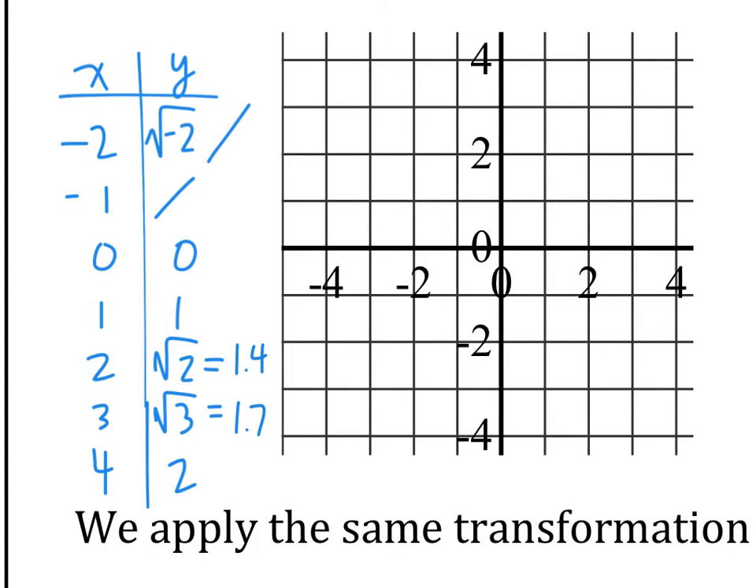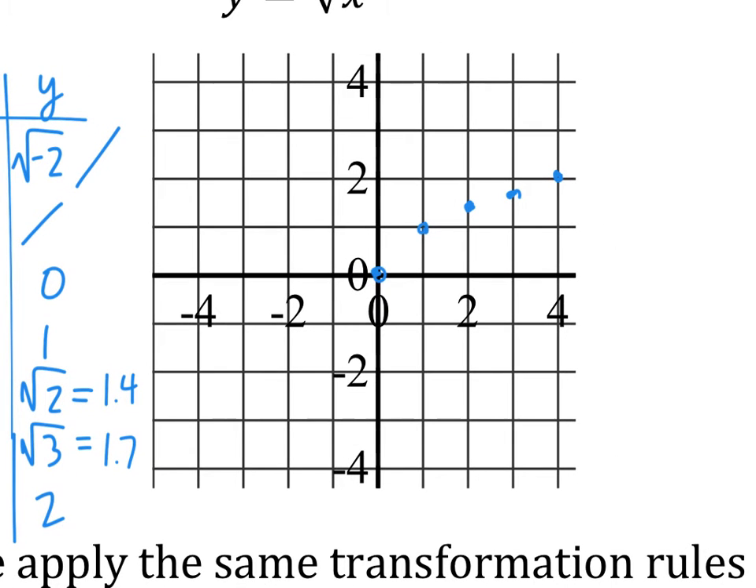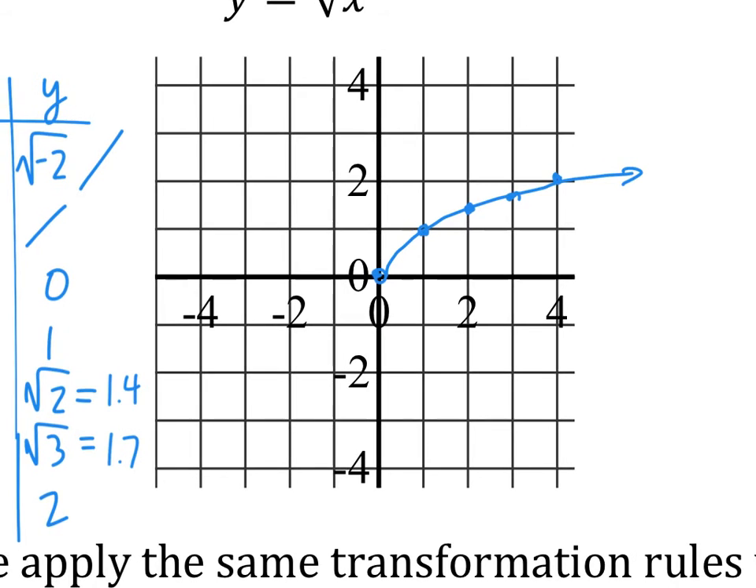There are no negative x's. It starts at 0, and it goes 1, 1, then 2, 1.4, then 3, 1.7, and then 4, 2. It is not a straight line. It is a curvy line, and it gets kind of slanted as it goes. So this is the square root graph. You have to recognize how a square root graph looks.